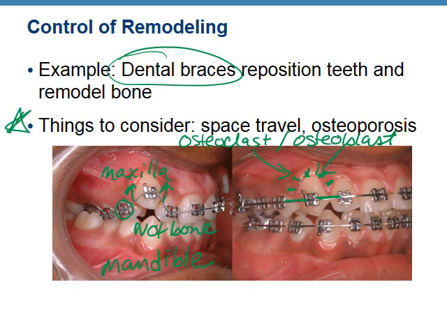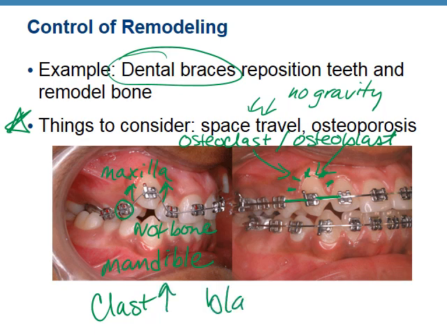Things to consider in space travel. In space travel, you might have an extended period of time where there's no gravity. So right now, being on the Earth, gravity is putting a certain amount of stress or pressure on our bones and causing them to build and break down in different ways. Without that gravity or that constant stress, you sometimes will have clasts which will outpace the blasts. So remember, the blasts are going to build and the clasts are going to cut.